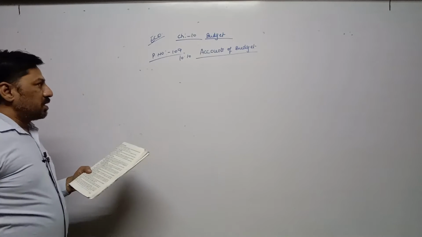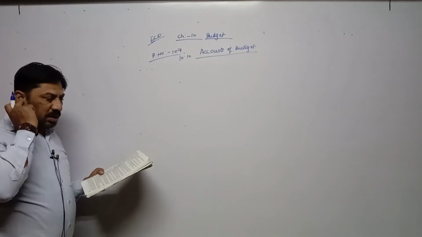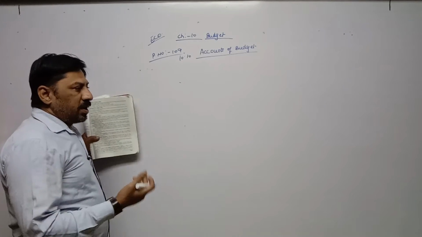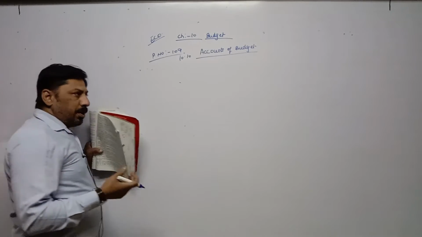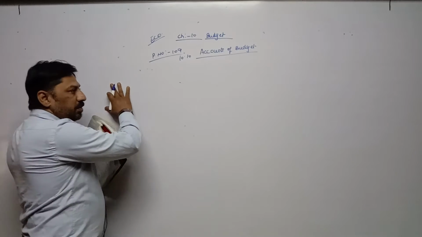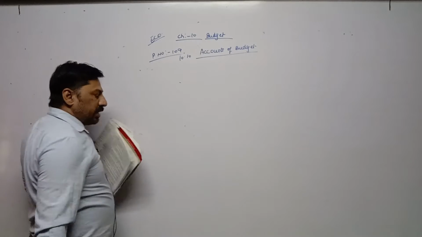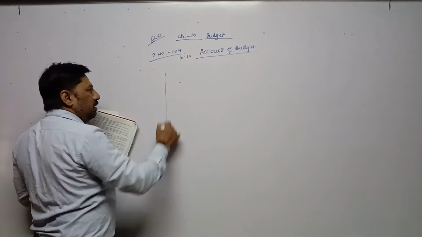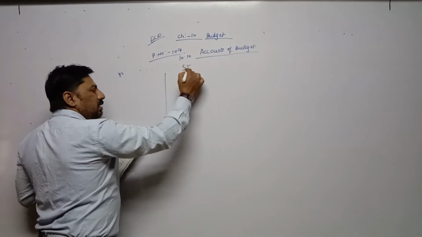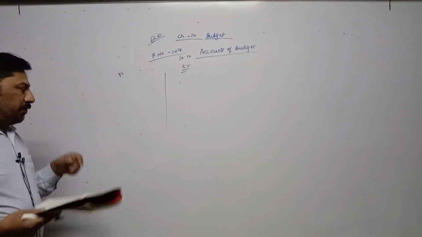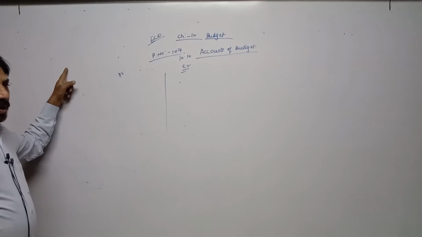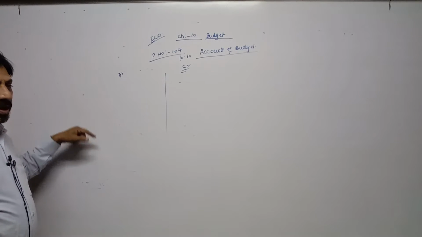Now accounts of budget. Accounts of budget is prepared in the same way as we are preparing accounts: trading account, final account, profit and loss account. Left side is the debit side, right side is the credit side. In final accounts we prepare the trading account and profit and loss account and then the balance sheet.